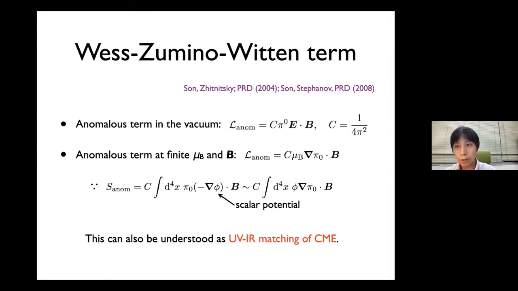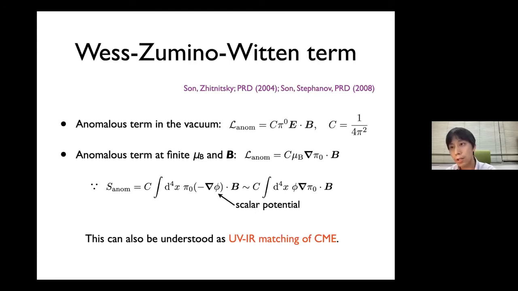So let me give you how to understand this term. Let me give you a hand-waving argument. For that purpose, let us first start with this anomalous term in the vacuum, pi 0 E dot B. In the static limit, this electric field can be written as minus gradient of phi, where phi is the scalar potential. Now, by performing the integral by parts, this can be reduced to this form.